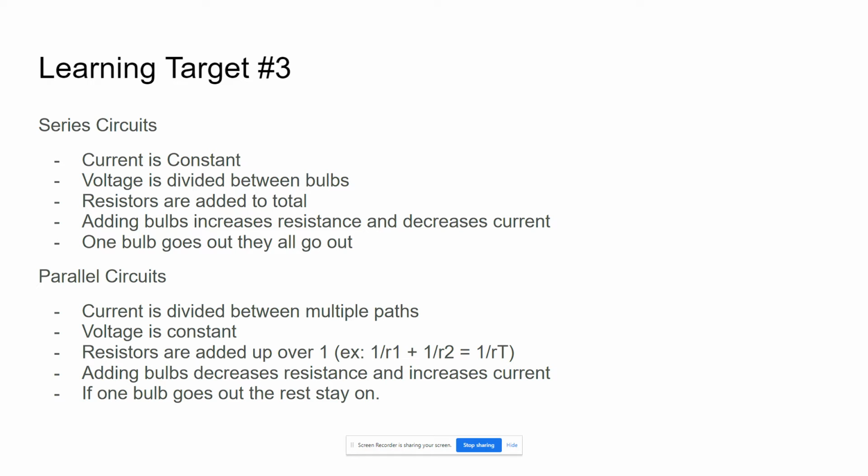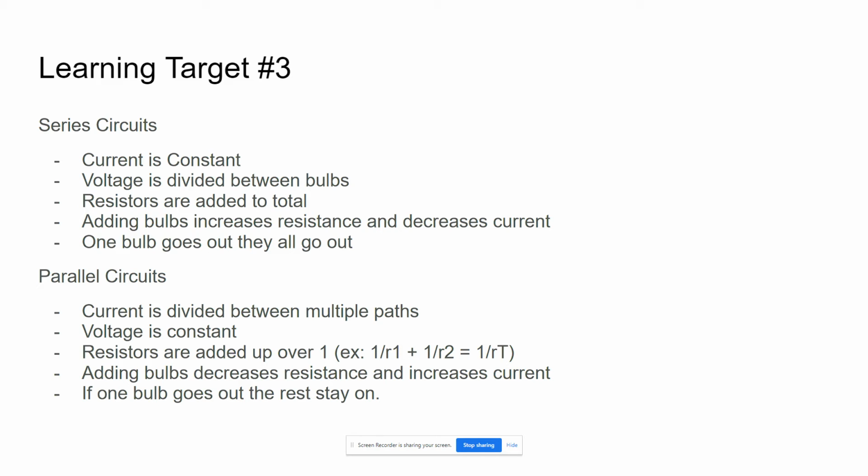In parallel, current is divided between multiple paths, voltage is constant, and resistors are added up as 1 over R. And they're added up this way because in parallel, adding bulbs actually decreases resistance. So more bulbs would mean less resistance. In a series circuit, if one bulb goes out, they all go out. While in parallel, if one bulb goes out, the rest will stay on.